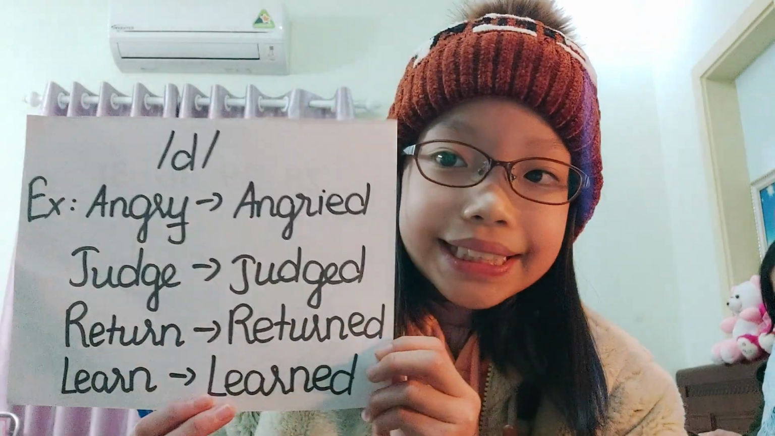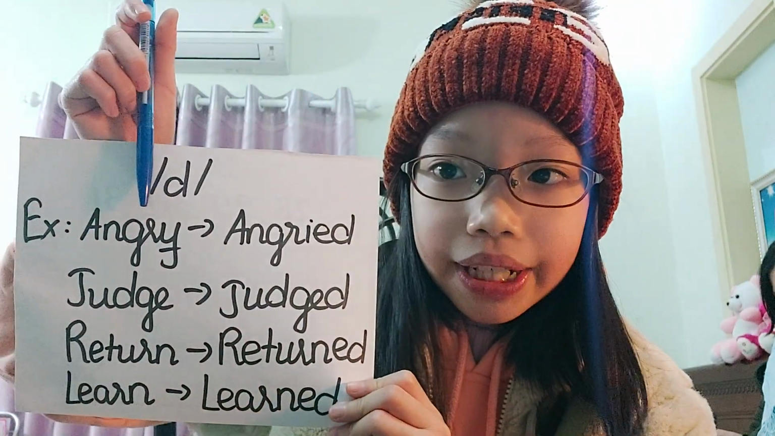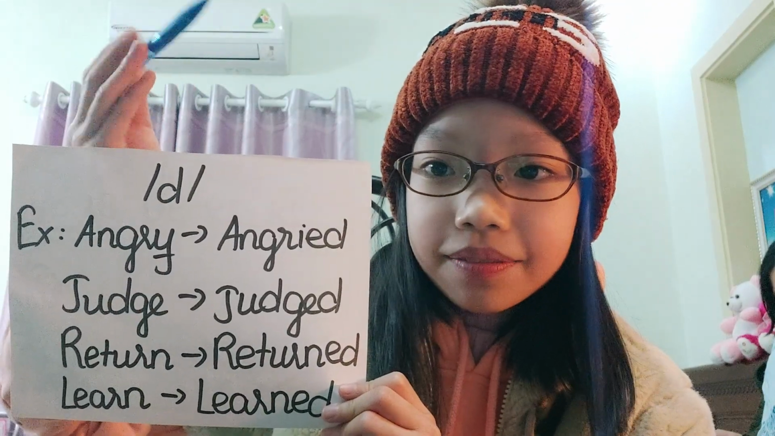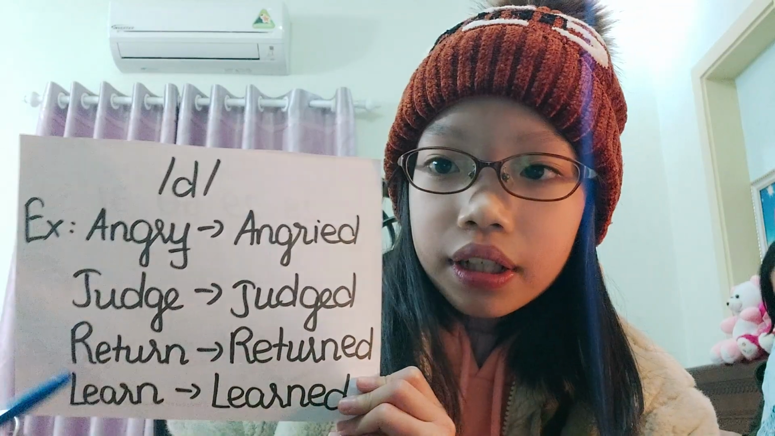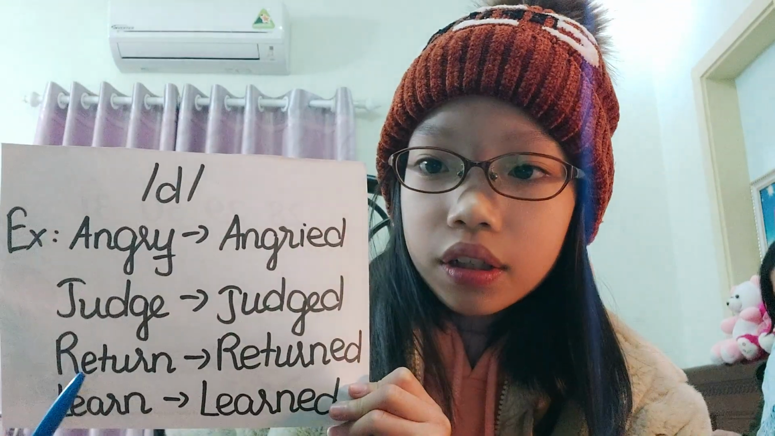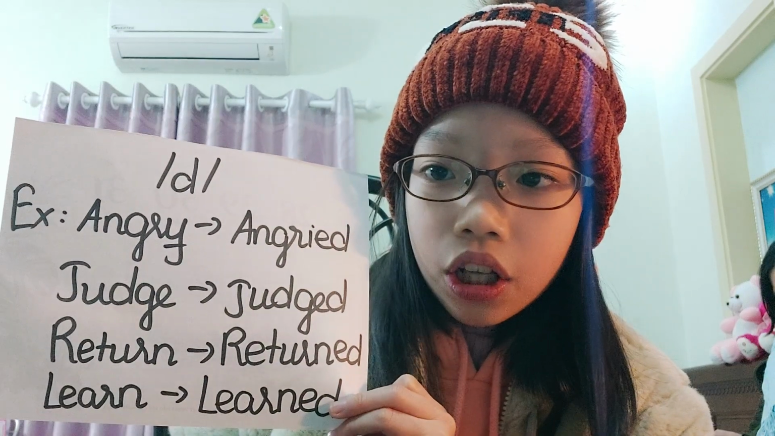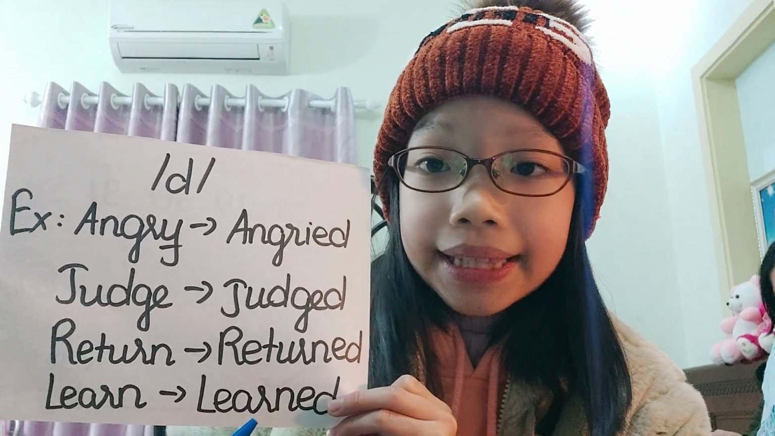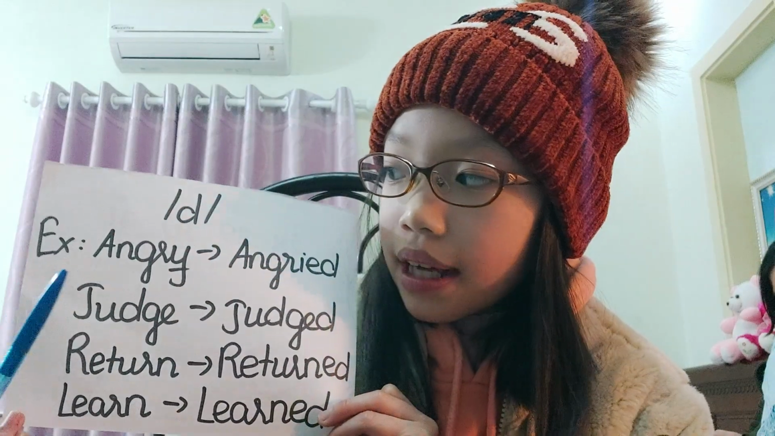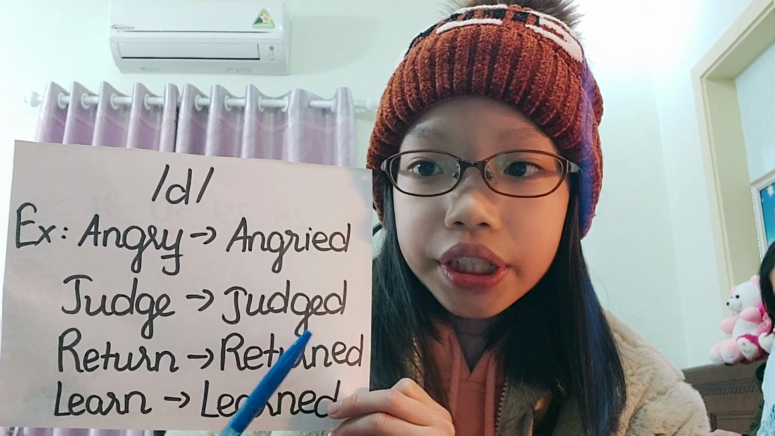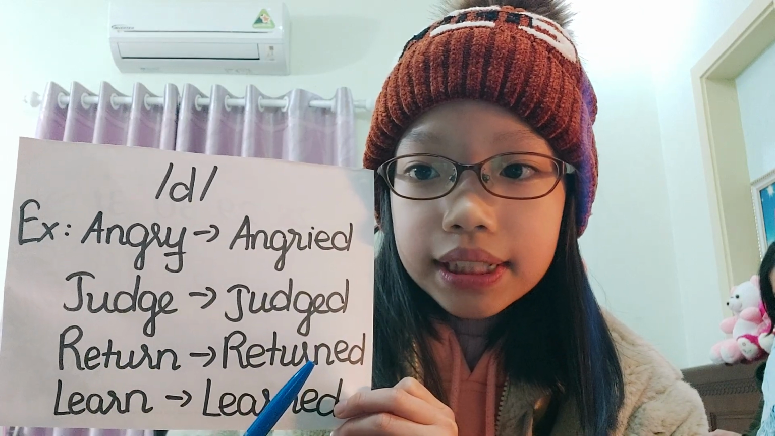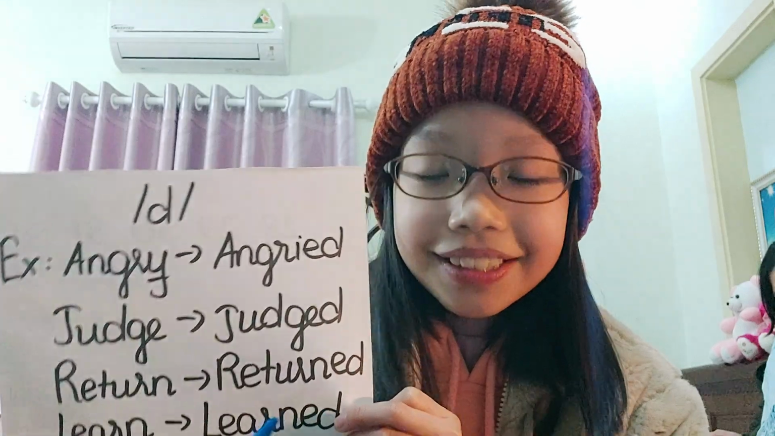Here's our last type. Pronounce it d. Here we have the word angry, with the letter Y, any other consonant. Judge, judged. Return, returned. Learn, learned. Repeat this one more time. Judge, judged. Return, returned. Learn, learned. Yeah, we have finished all of it.